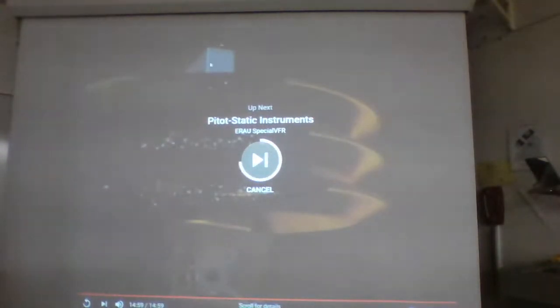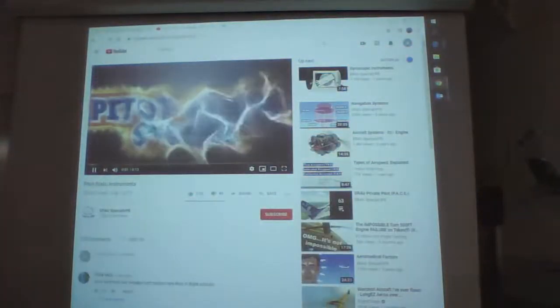Okay, that is a little introduction to some more of the instruments that we will review. Pitot-static system.